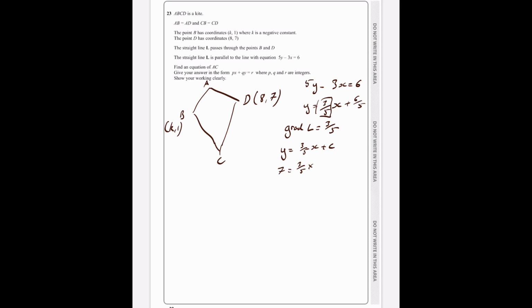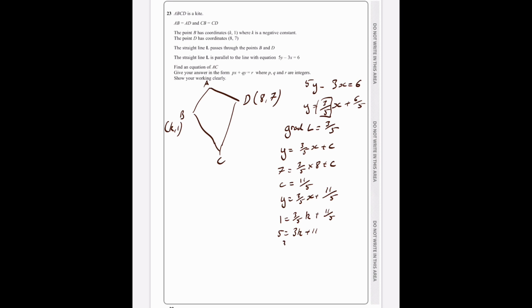y equals 3/5 x plus c passes through the point 8, 7, so y is 7 when x is 8. I can use that to work out what c is. Subtract 3/5 of 8 from 7 and we get c to be 11/5. So the equation of the line passing through BD is y equals 3/5 x plus 11/5. Now because that passes through the point B, which has coordinates K, 1, I can substitute y to be 1 and x to be k into that equation and solve to find k.